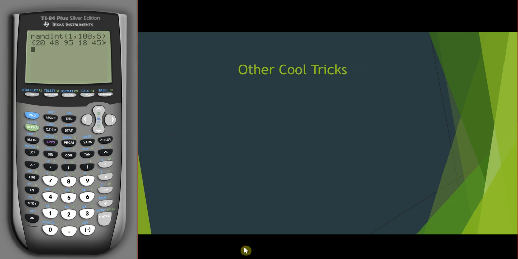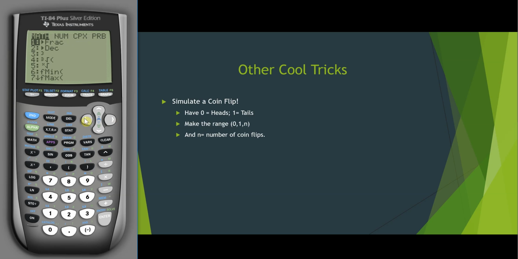Now, there are also some other cool tricks you can do using the same concept. The first one is simulating a coin flip. If we say that zeros represent heads and ones represent tails, we can simulate a coin flip. You just do the same thing, go to math, probability, randInt. For the range, though, we're going to put it as 0, 1, and we want to flip the coin, let's say 5 times. We want the range to be 0, 1 because we want to get only zeros and ones. So after we put in all the rest of the data, we're going to press enter. And so our outcome is going to be tails, heads, heads, heads, tails.